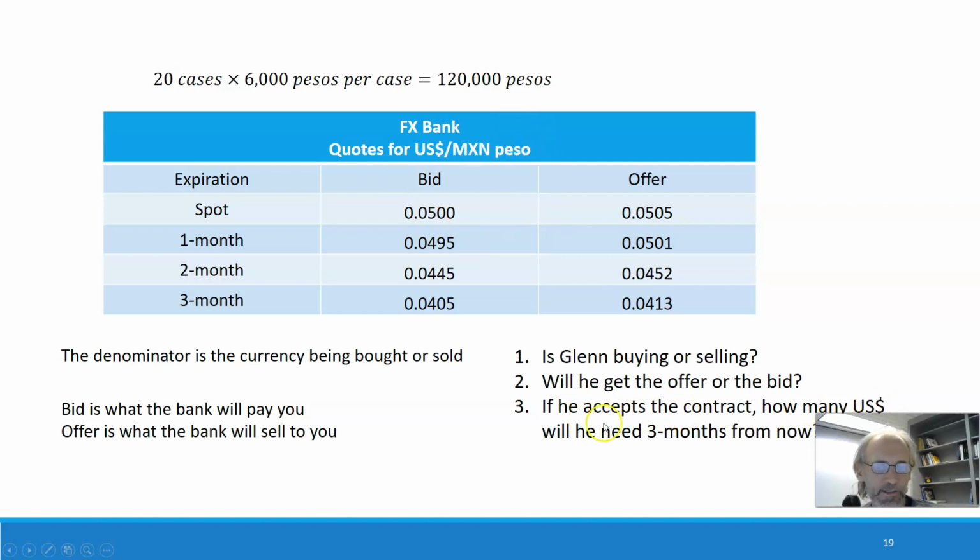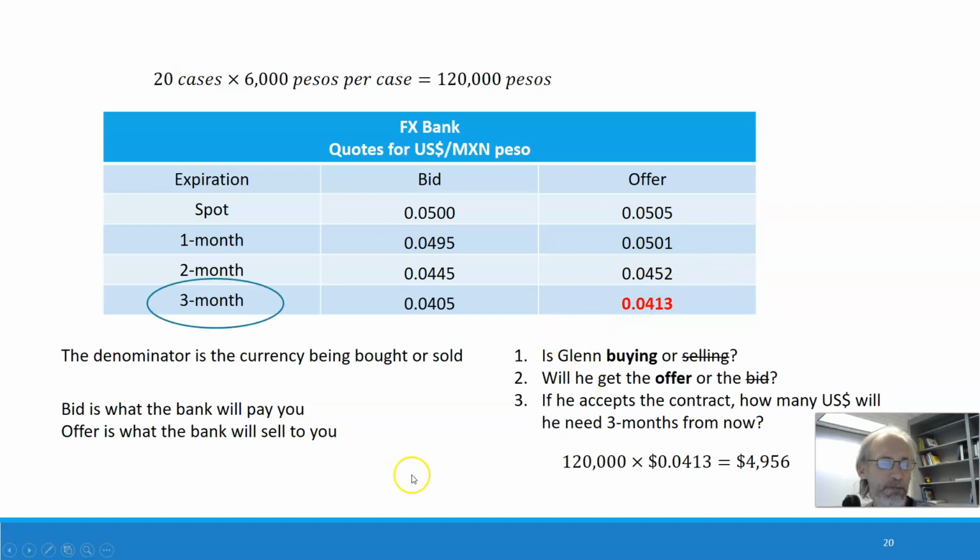Okay, and then the contract: how many US dollars will he need 3 months from now? Well, he can take this contract that says we'll exchange 3 months from now at 0.0413 dollars per peso. He needs 120,000 pesos. Each peso is going to cost him $0.0413, so that's $4,956.